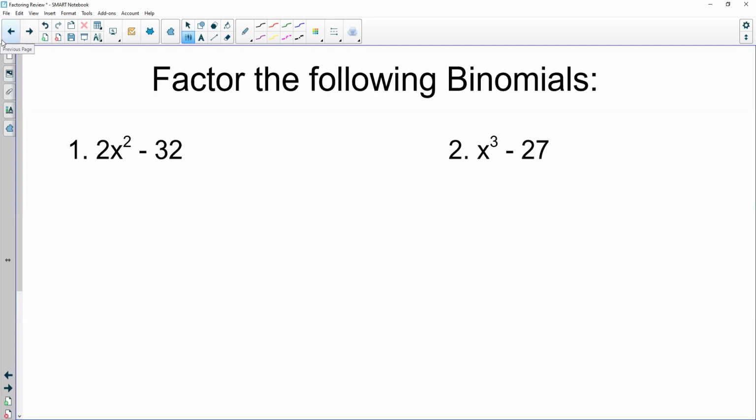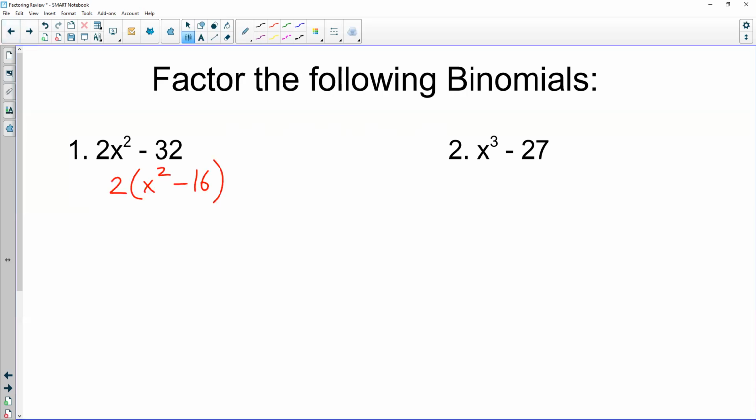All right, so let's use those patterns on the previous slide to factor these binomials. In the first one, again, don't forget our previous strategy. Is there something we can factor out of both terms? Hopefully you recognize that we can factor a 2 out of both of those terms. So after we factor the 2, we are left with x squared minus 16.